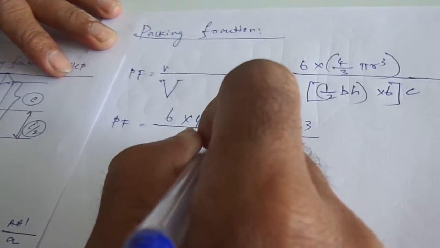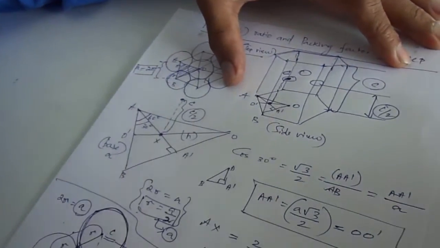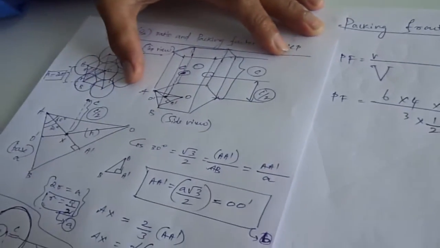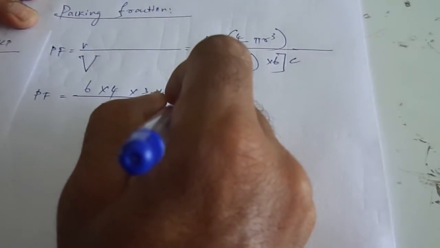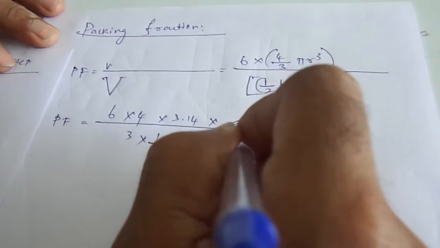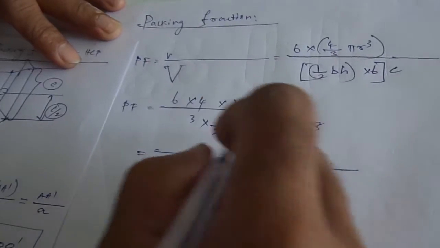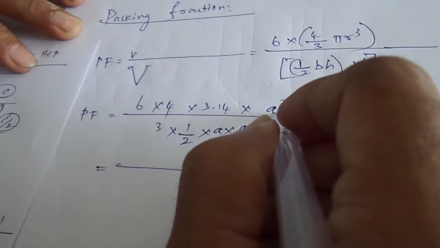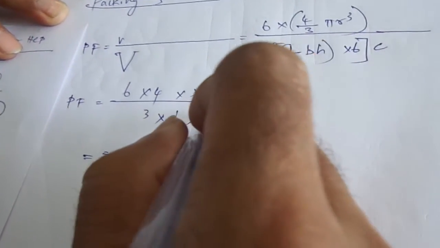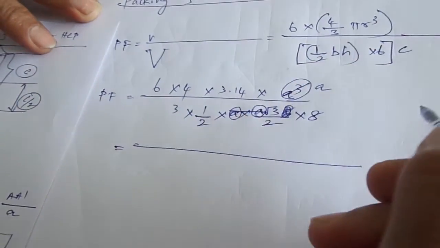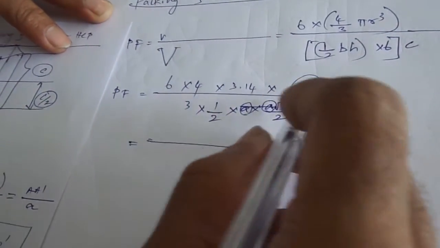The rest of the things also I am substituting. 1 by 2 into B: this base length is small a and the height, O dash, is A root 3 by 2, into 8. So you could see here it is now left with these terms. There is A cube and A. So in the denominator A square, here it is A cube. So the remaining thing is A, and in the denominator, one C is left out. The rest of them are simply numerical values.